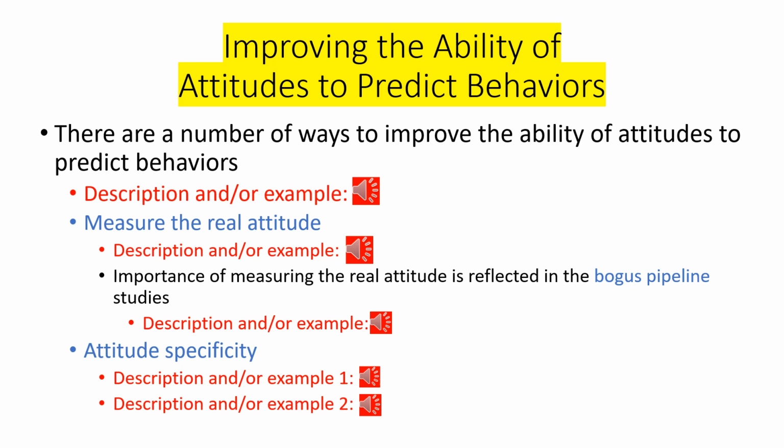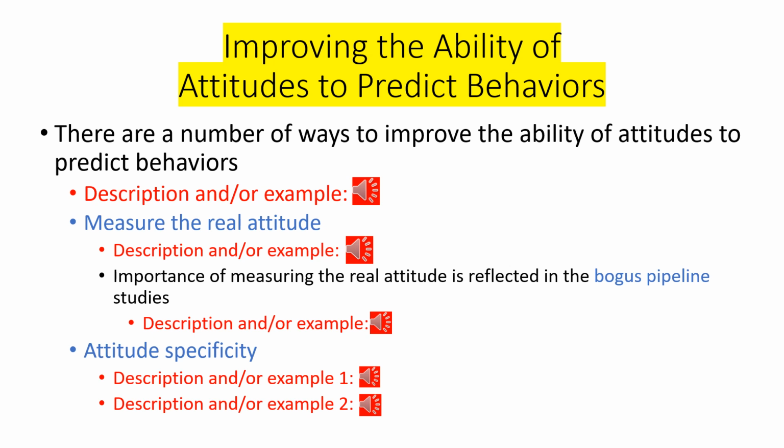The issue with attitude specificity is making sure that we are going to assess the attitude and the behavior at the same level of specificity or the same level of generality. You can't have a specific attitude and a general behavior or vice versa and think it's going to work out. If I want to predict a specific behavior, I have to assess a specific attitude. If I want to predict a general behavior, I have to assess a general attitude.